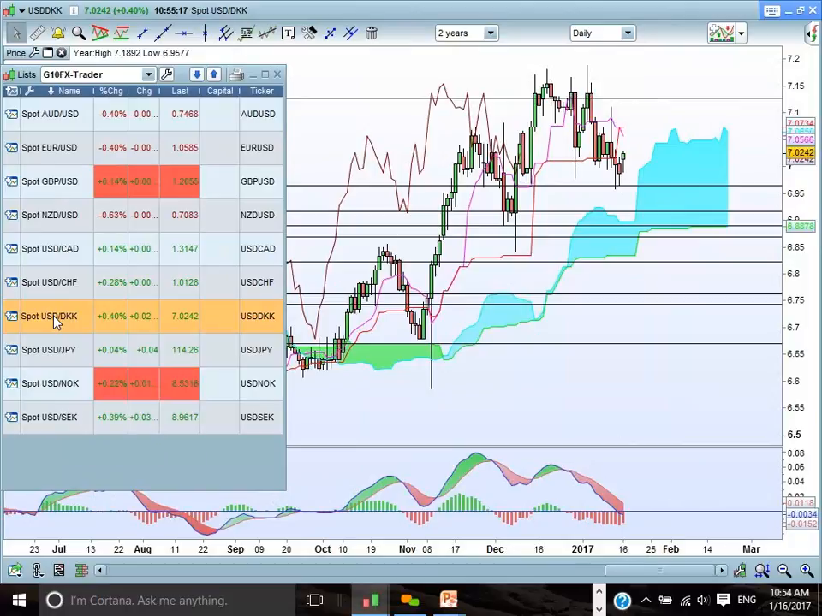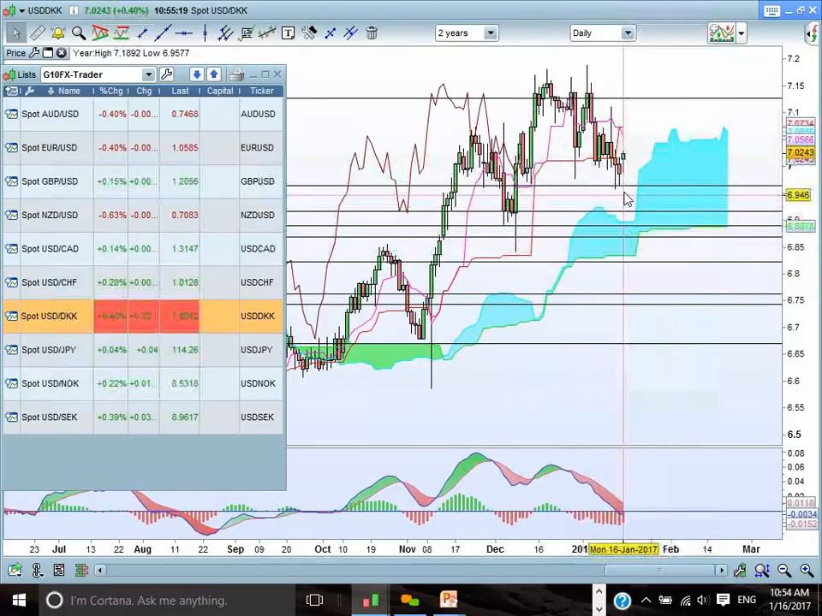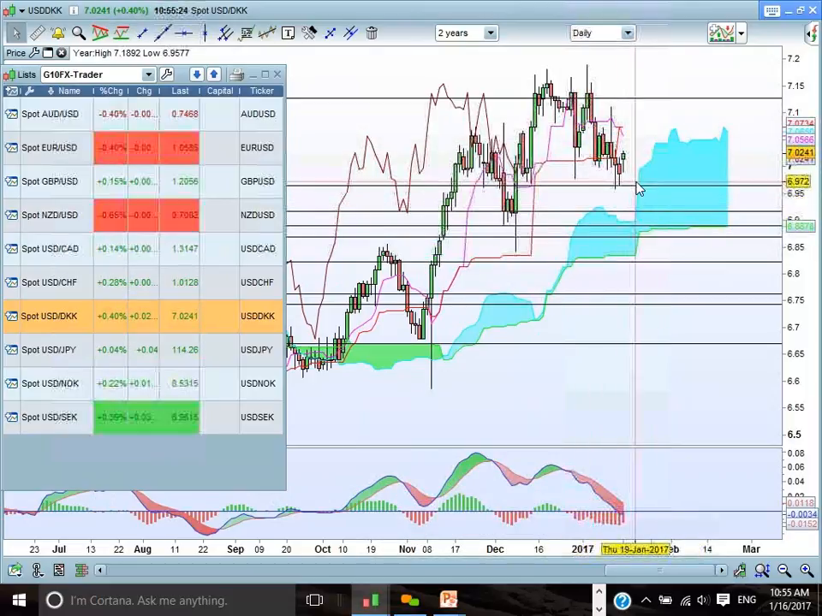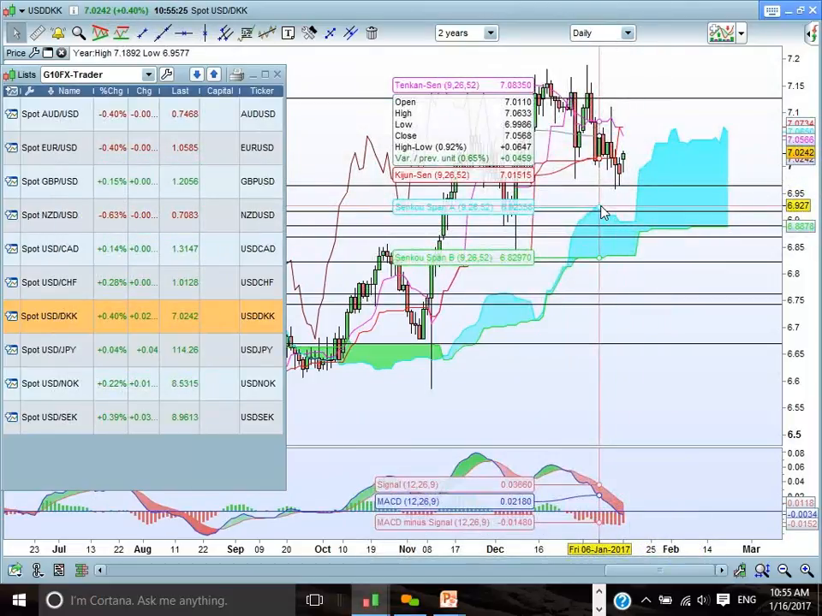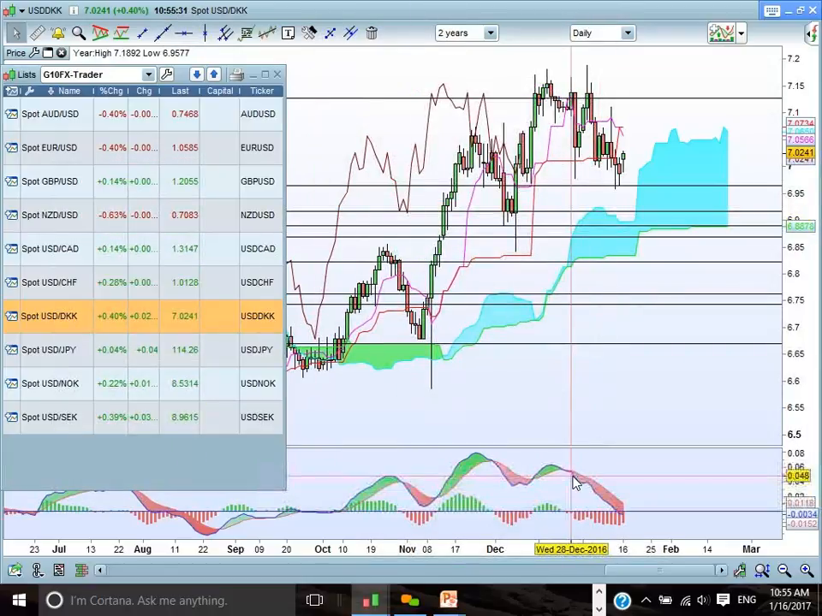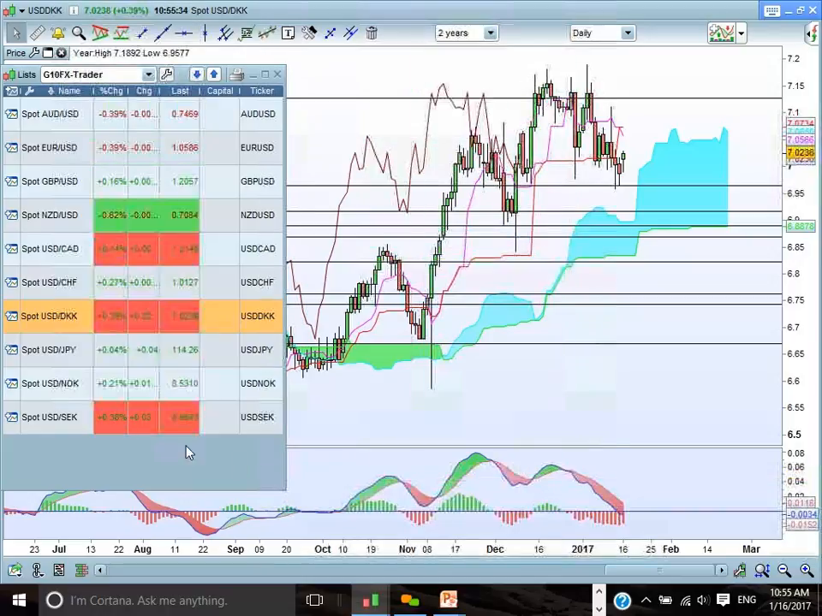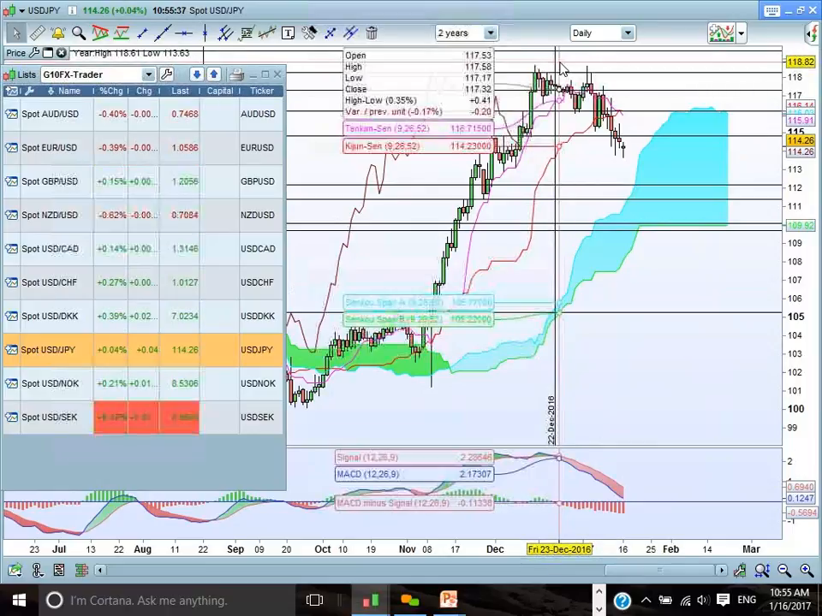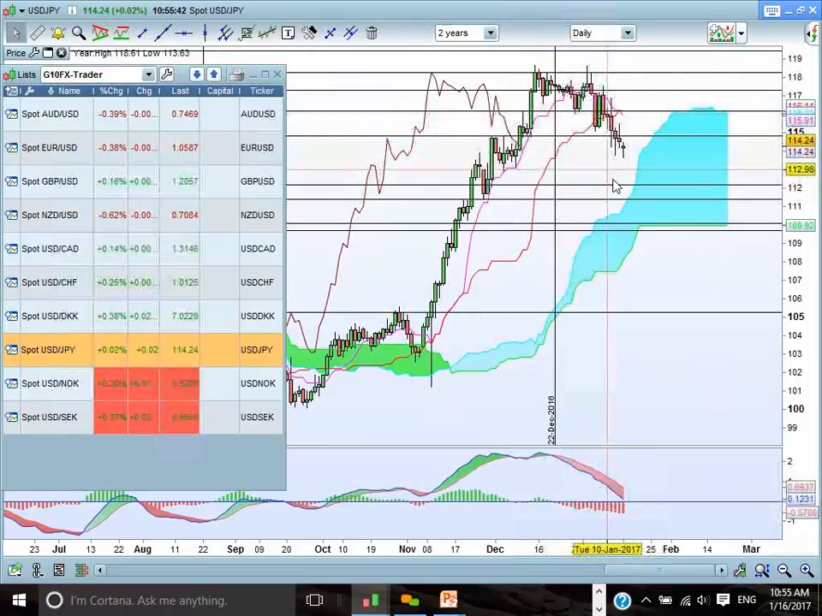US dollar Danish krone, similar to the Swiss franc, also drifting lower towards the top end of the cloud for support. Watch out for the 6.927 zone as the next major support zone. MACD confirms the sell signal. We remain short. US dollar yen, also a nice sell signal in the MACD a couple of weeks ago. We're drifting down towards the top end of the cloud for support.